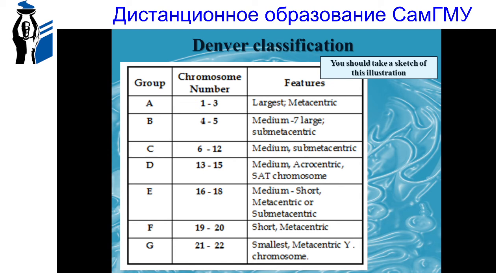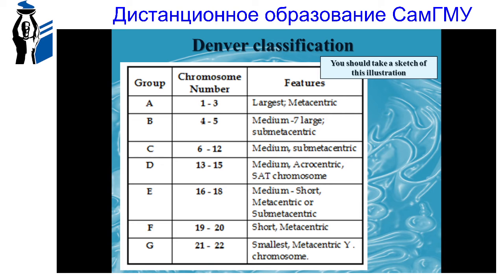The largest human chromosomes, which have the first numbers, are on average 5 times longer than the smallest 21st and 22nd chromosomes. In accordance with the position of the centromere, chromosomes are usually divided into 3 groups. Metacentric, the centromere is located in the middle of the chromosome. Submetacentric, the centromere is displaced from the center of the chromosome. Acrocentric.